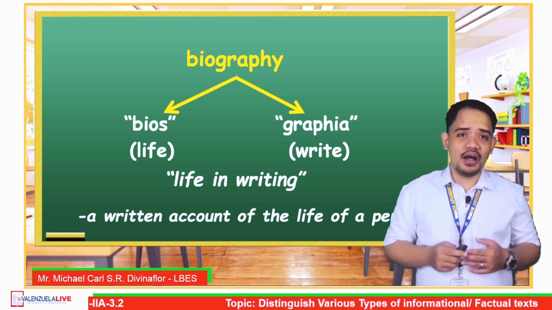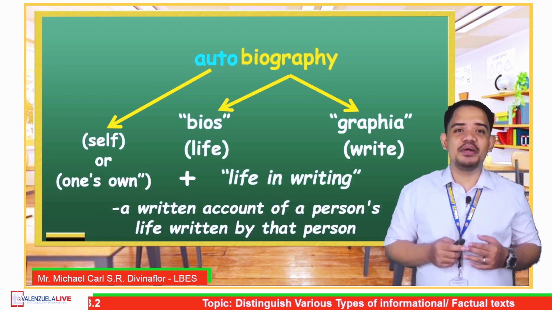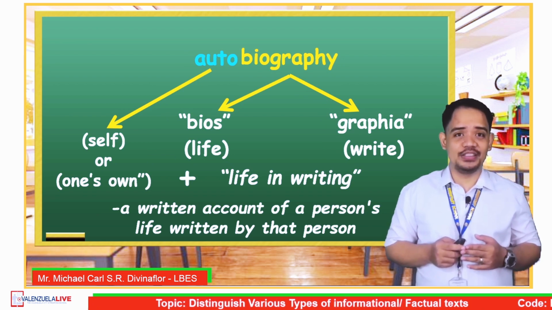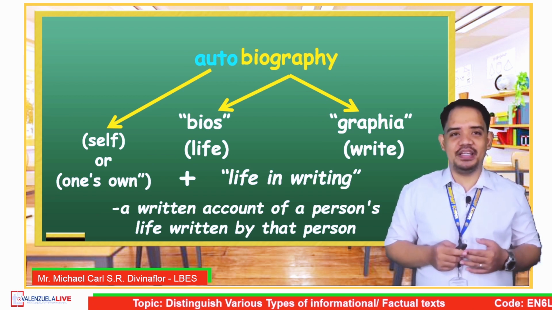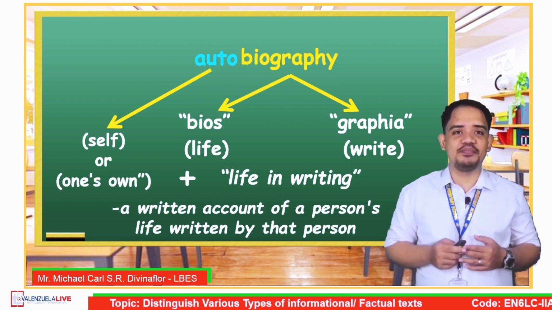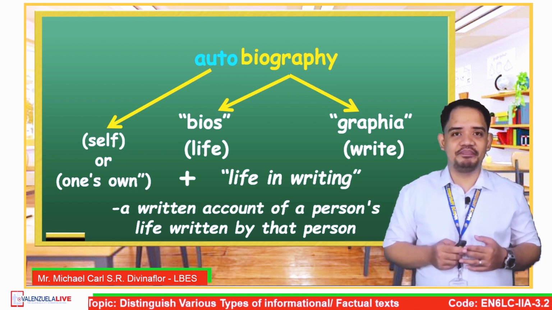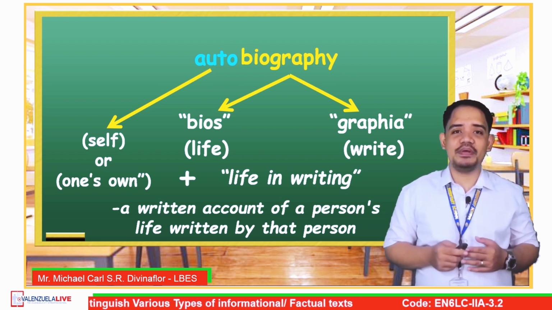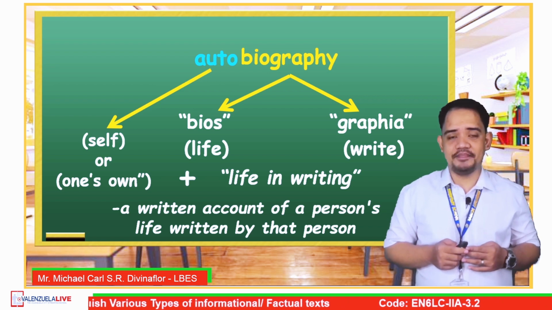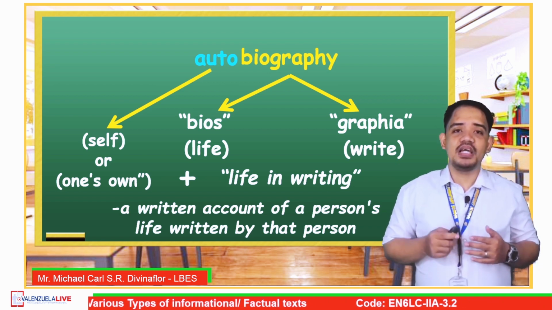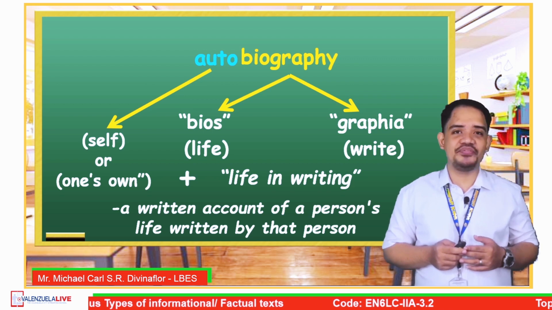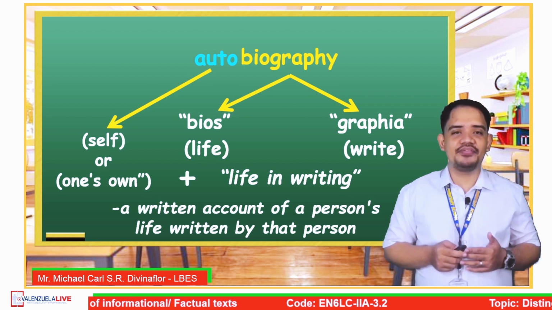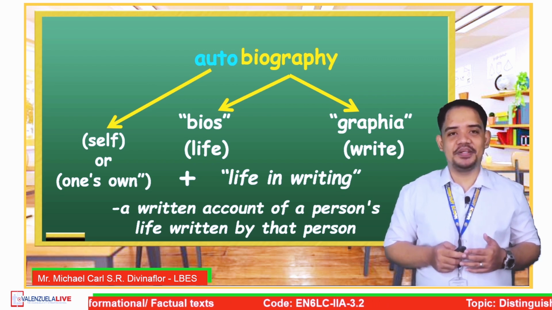Now, when we talk about autobiography, we have the prefix auto, which means self or one's own. An autobiography is a written account of a person's life written by that person. He himself wrote his life story, while in a biography, other people write this story for him. If you're going to write about the life of Andres Bonifacio, then that is a biography. But if you're going to write about yourself, that is an autobiography.